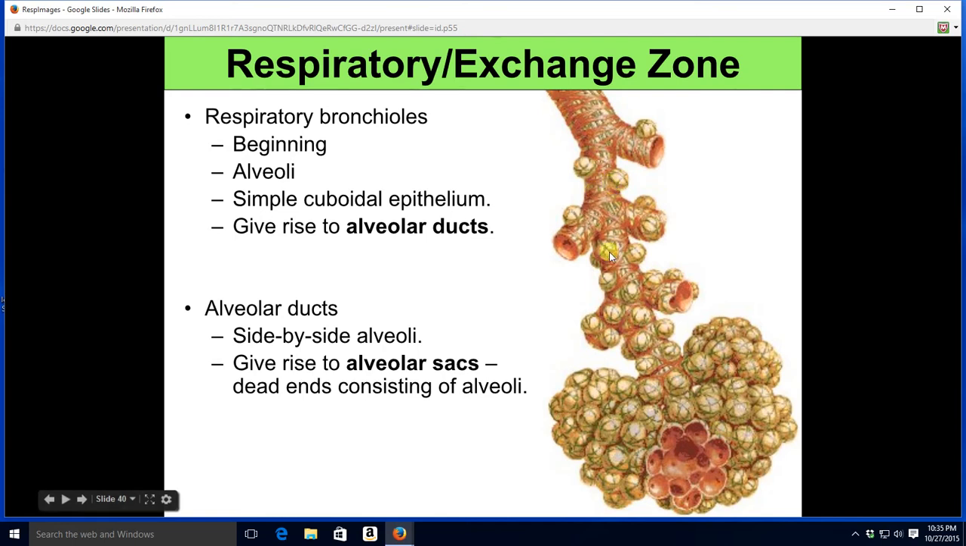And then we'll give rise to alveolar ducts. Here's an alveolar duct down here. Now we have a tube, a passageway, a throughway, made of basically side-by-side alveoli. Then that terminates in just a big dead-end cluster of alveoli, and this is known as an alveolar sac. By the way, the word alveolus means grape. Use your imaginations, and maybe you can think of a bunch of grapes here.